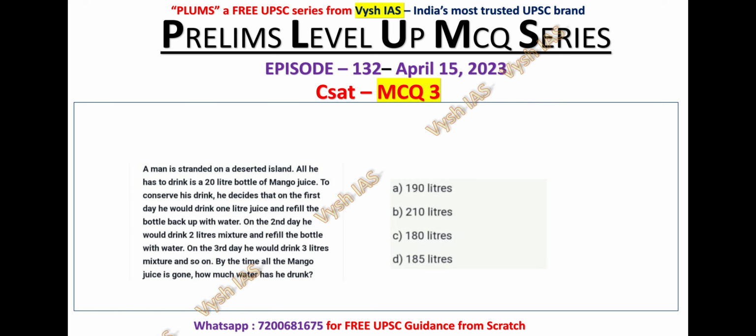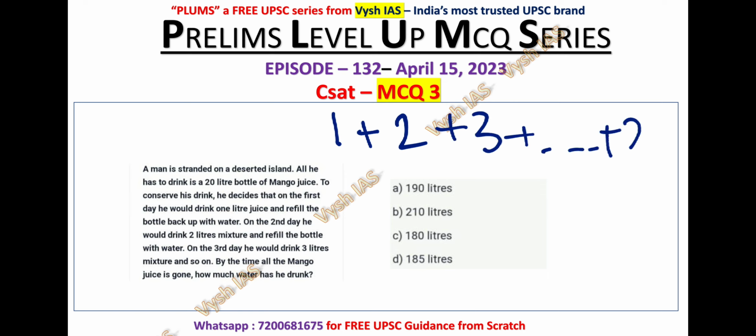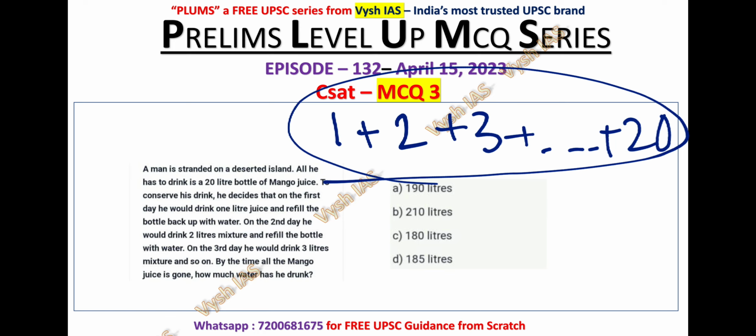Okay, 20 days is nothing but first day he has drunk 1 liter of the bottle, and second day 2 liters, third day 3 liters and so on till 20 liters. So this is the total liquid that he has drunk. Along with the mango, he has also drunk water in this liquid.